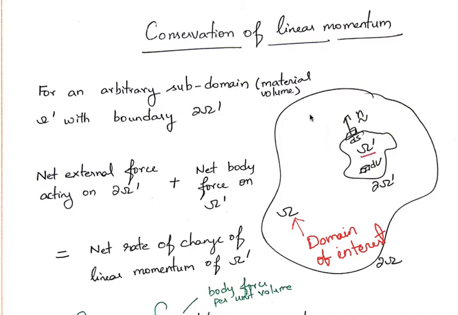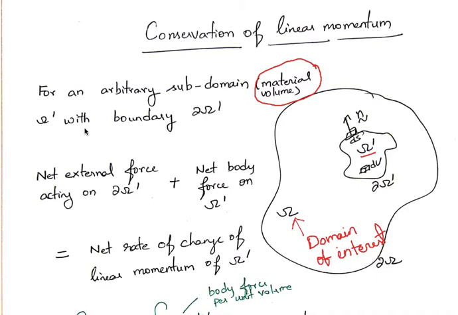omega prime. Now the volume that we are considering is a material volume. Okay, as I told you in the last class, whenever we are doing analysis, we have the option of either considering a control volume or a material volume. Now over here I am going to use the material volume approach. So the subdomain is denoted by omega prime and its boundary is denoted by d omega prime.